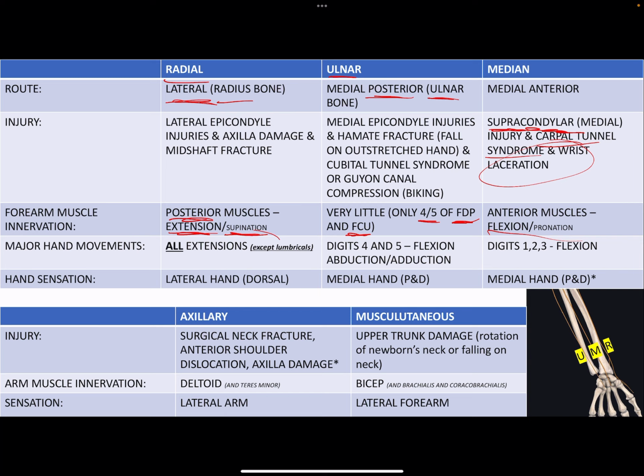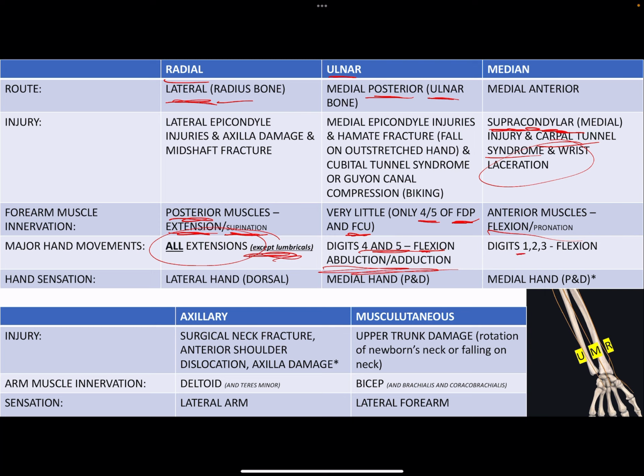Most hand movements are all extensions, except for the lumbricals, which will extend at the PIP and DIP. For the ulnar nerve, digits 4 and 5, flexion, and abduction, adduction, very weird, very important. Interossei muscles is ulnar. Median nerve, digits 1, 2, and 3.